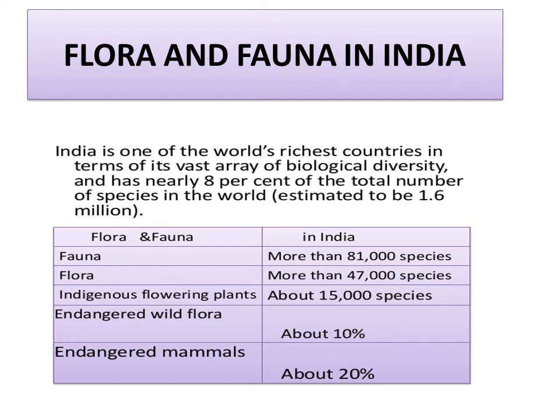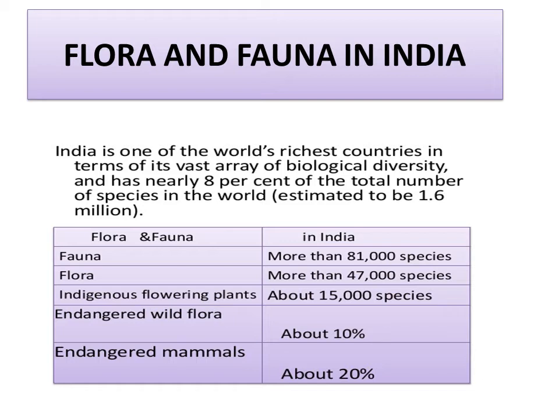Further, there are more data regarding the flora and fauna in India. We have more than 81,000 species of fauna found in our country. More than 47,000 species of flora are being found in our country, and 15,000 species of indigenous flowering plants are being found in our country. Now, what is indigenous flowering plants? Indigenous means naturally occurring flowering plants. And there are about 15,000 species of these naturally occurring flowering plants in our country.